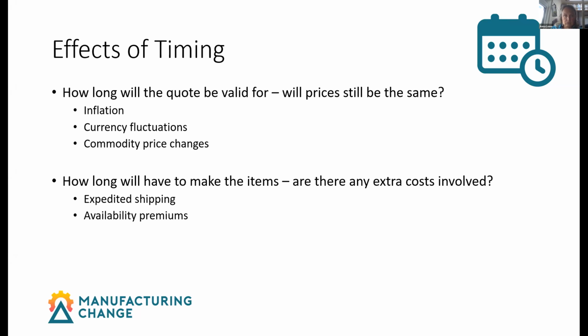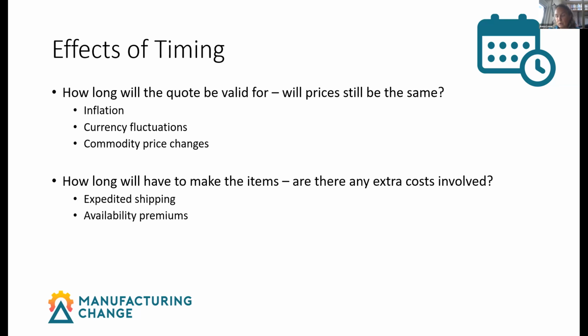So those are all important things to think about. Another timing effect is how long you will have to make the items and whether there are any extra costs involved in that. So if you quote for making something under ideal conditions at the lowest price, you might not then be able to make it for the same price if you're only given a 2-week turnaround to make the items.